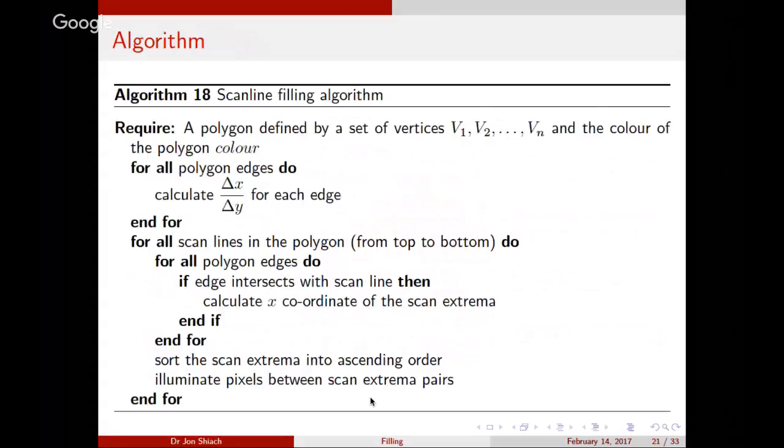Calculate the x-coordinate of the scan extremer. So if the edge does intersect, calculate the x-coordinate. You go around each edge of your polygon and determine, does the scan line intersect with that edge? If it does, we calculate the x-coordinate for where it does intersect. Then we sort the scan extremer into ascending order, so small to big, and then you eliminate all pixels between the scan extremer pairs.